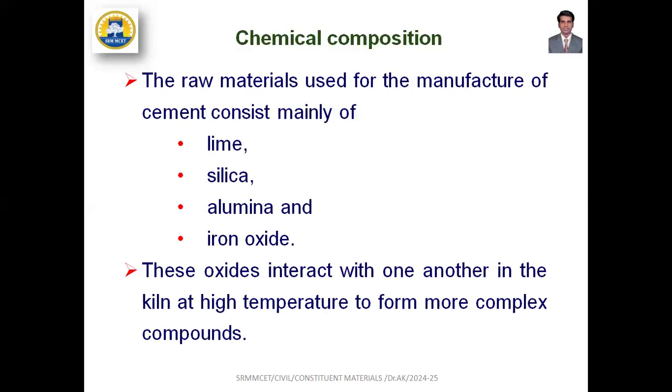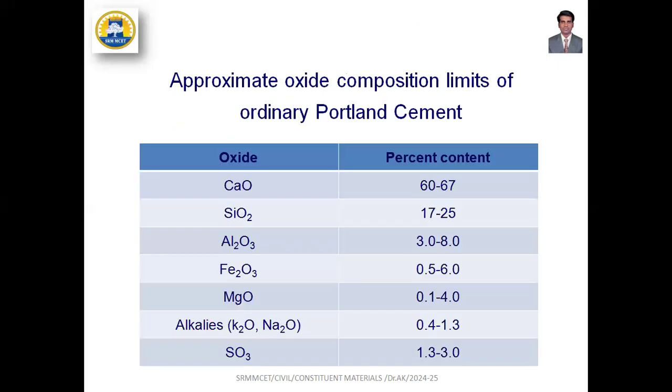Next is the chemical composition of cement. The main raw materials used for cement are lime, silica, alumina, and iron oxide. Lime, calcium oxide, mainly constitutes about 60 to 70% of the cement, and silica contributes 25%. This is the approximate composition of ordinary Portland cement.